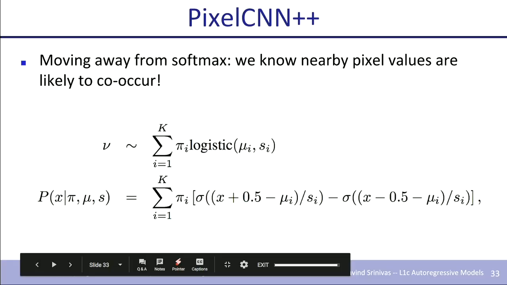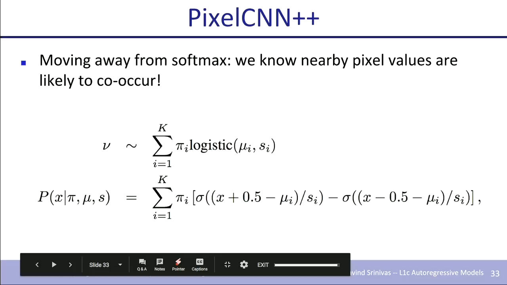Because what does a softmax say? A softmax essentially says, out of all these beans, I have no information about them. Pixel value 1 might be next to bean 1.5, but these two beans, in the softmax sense, are totally permutation invariant. So I don't know any information about nearby signal. That is one thing that we could actually exploit.